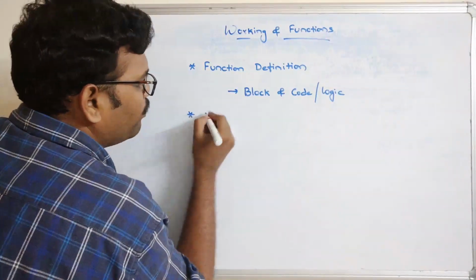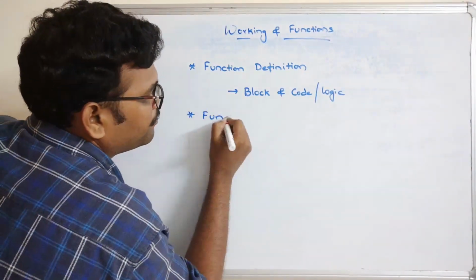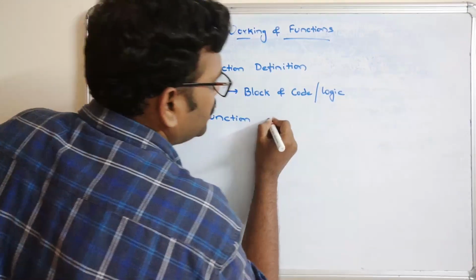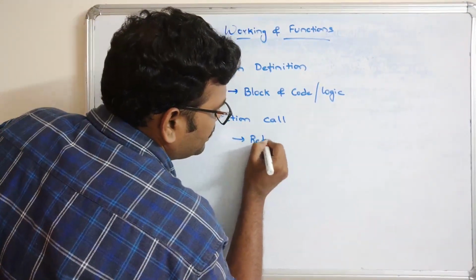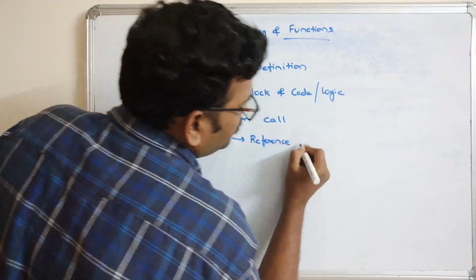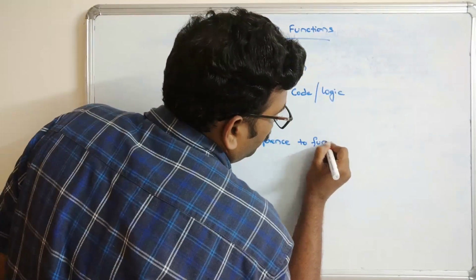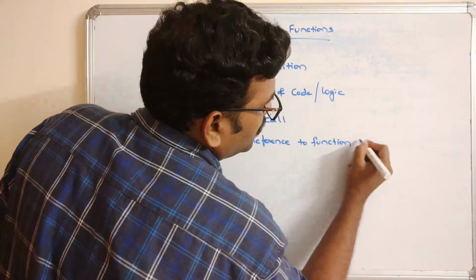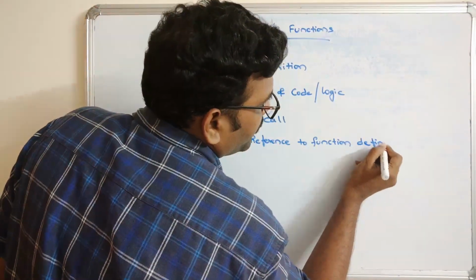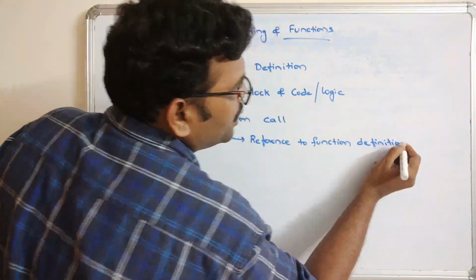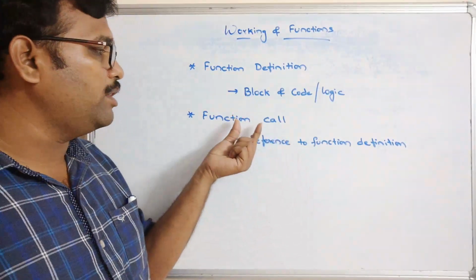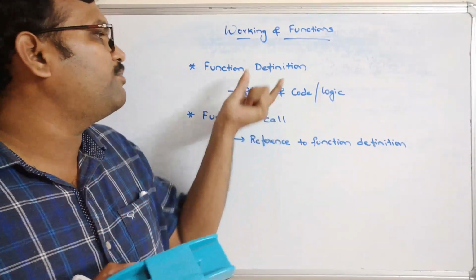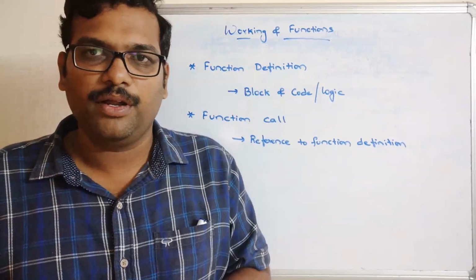And coming to the second one, which is a function call. Function call is nothing but a reference to the function definition. So whenever the control executes this function call, then only the corresponding function definition will get executed.